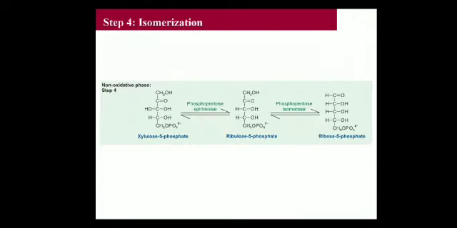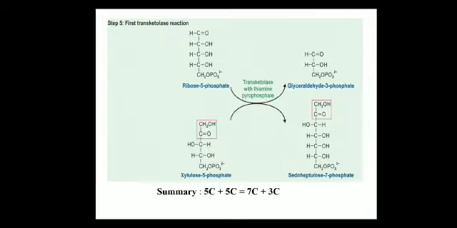The fourth step is isomerization. From the fourth step it is the non-oxidative phase. Xylulose 5 phosphate, ribulose 5 phosphate and ribose 5 phosphate are all interchangeable or interconvertible. So ribulose 5 phosphate can be converted into xylulose 5 phosphate and vice versa. Then it can also be converted into ribose 5 phosphate and vice versa. The enzymes are phosphopentose epimerase and phosphopentose isomerase.